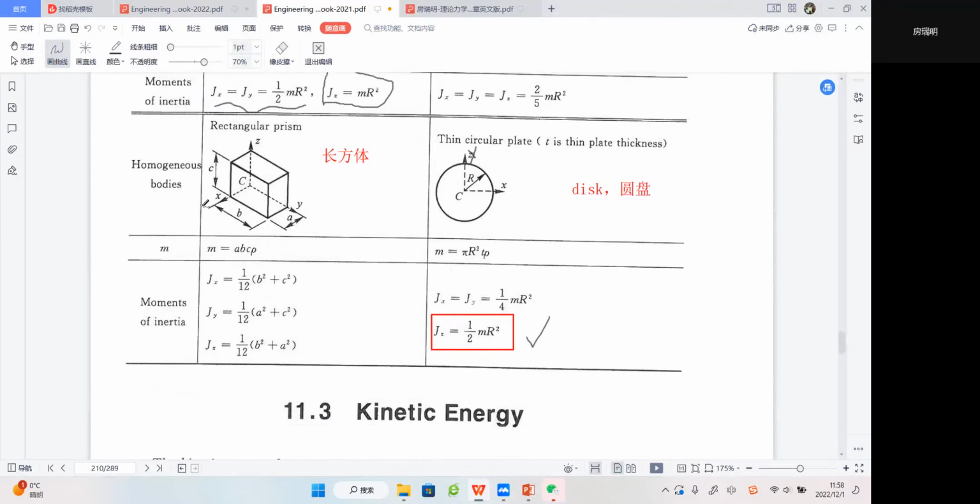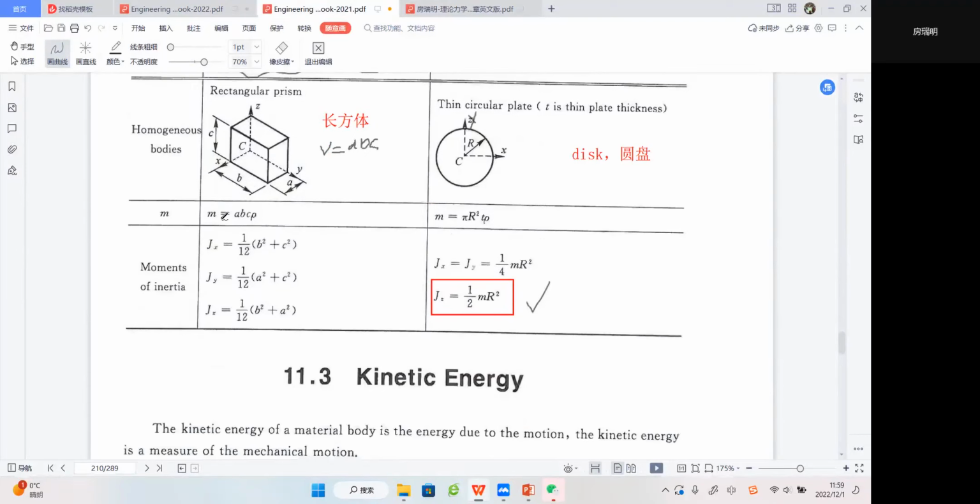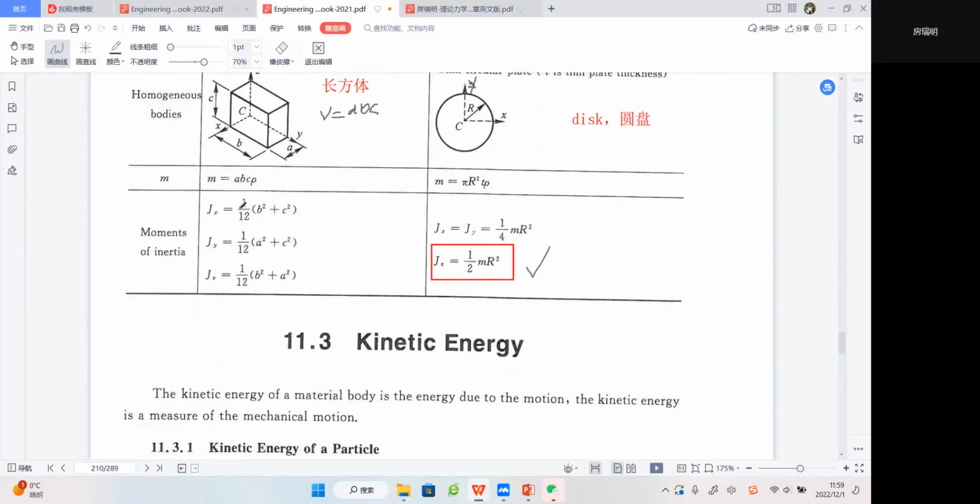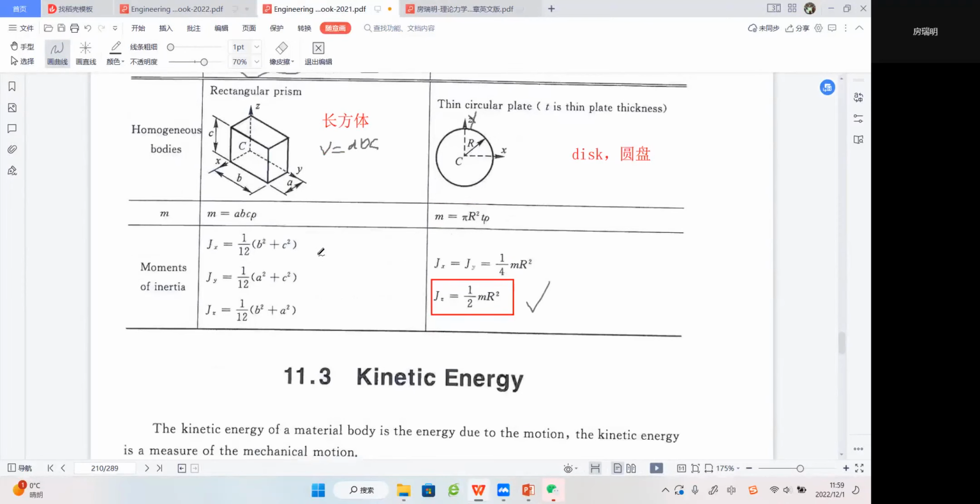So if we have a homogeneous body which is a rectangular prism, it has a along x, b along y, and c along z. So its volume will be what? abc, right? Let's see this volume. Rho is density, so density times V will be mass. And you see Gx equals this, Gy equals this, and Gz equals this. It's very hard to remember, so we do not need to.